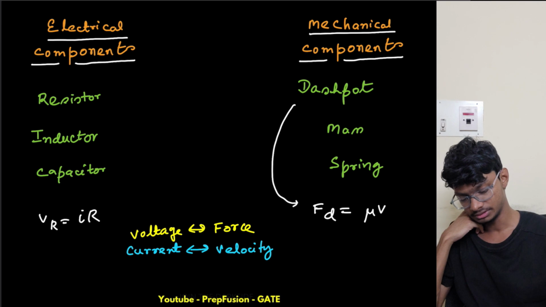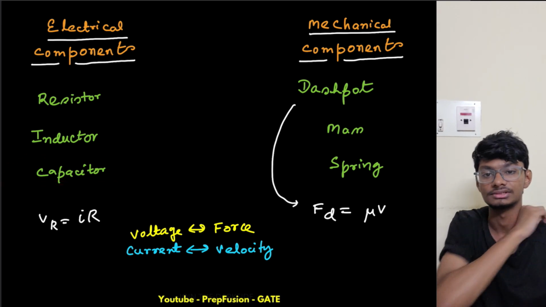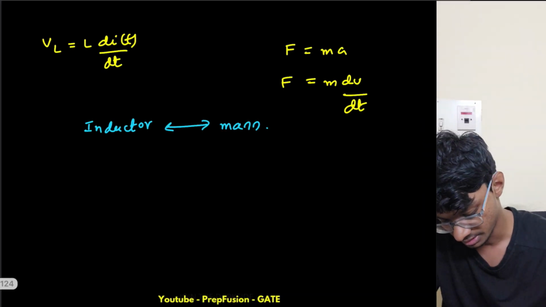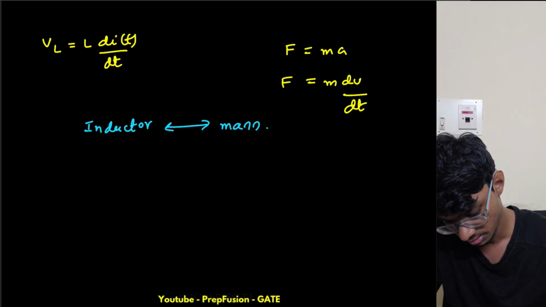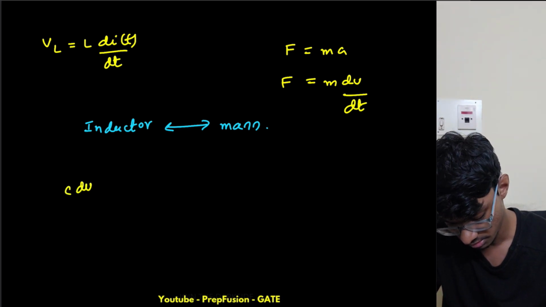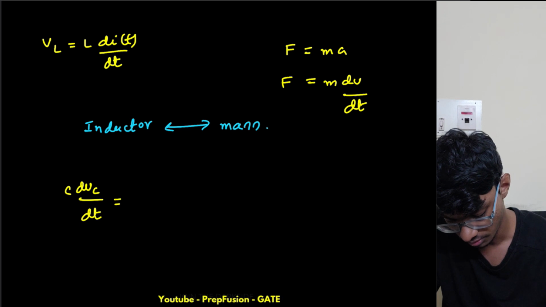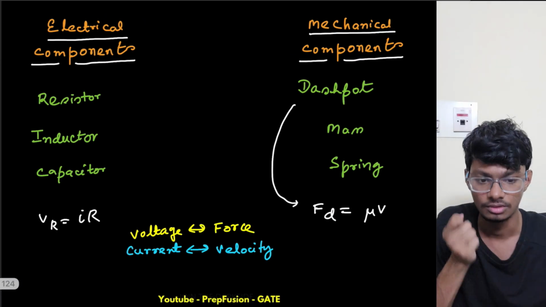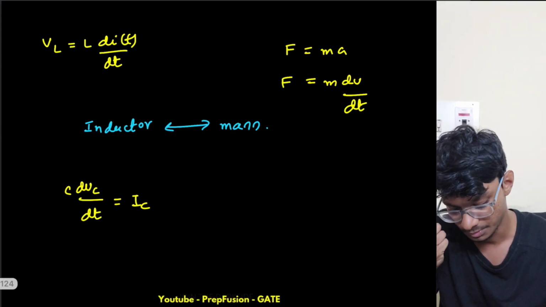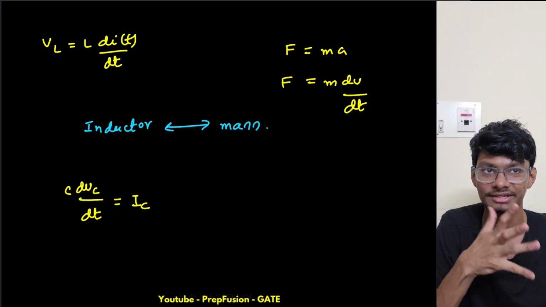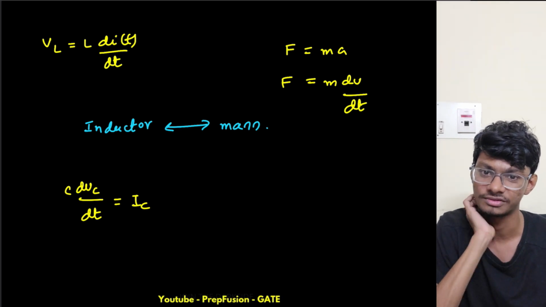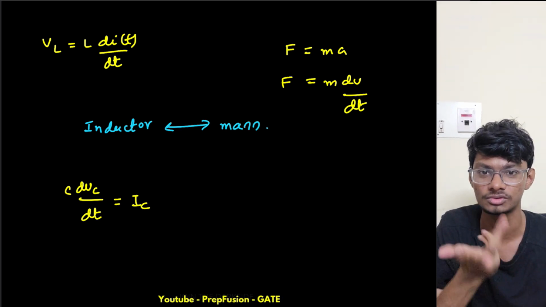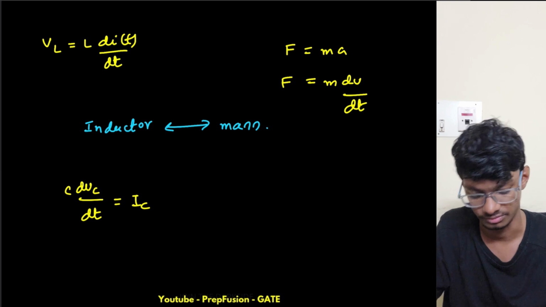Now for the capacitor, what is its relation? The capacitor's relation is simply C dvc/dt equals IC. And what is the spring relation? I hope you have studied it in first or second semester, and also in 11th and 12th there are mechanics problems.